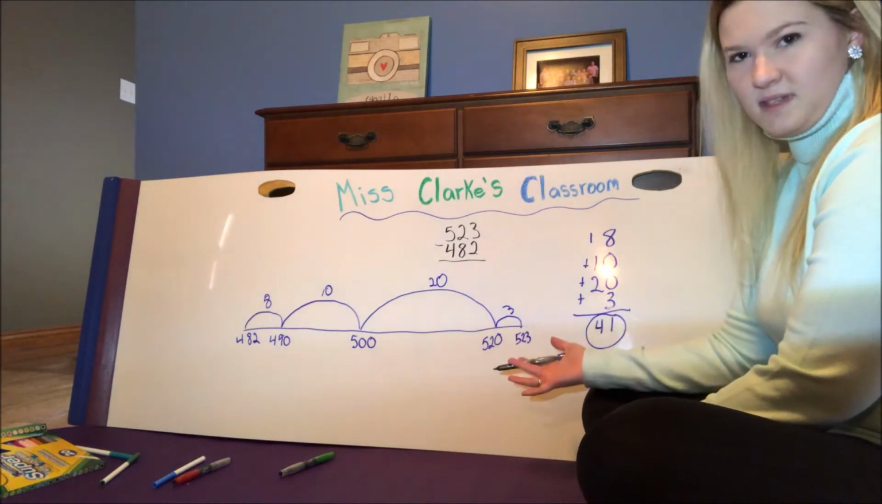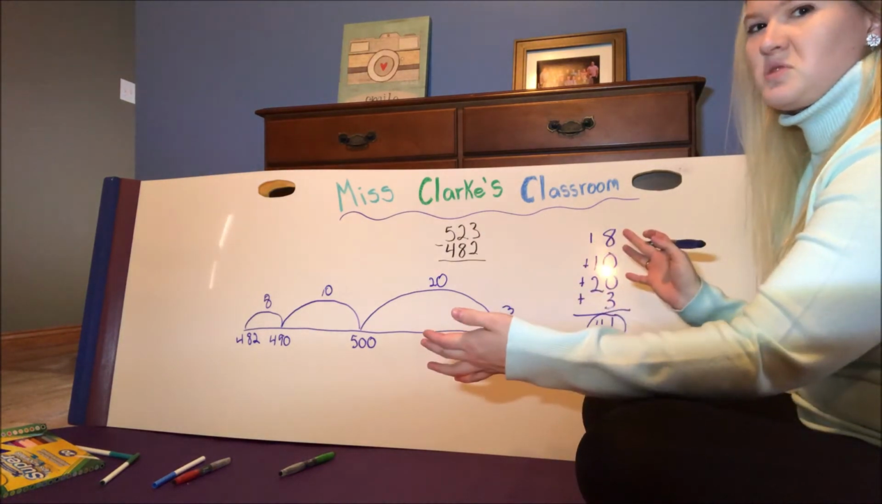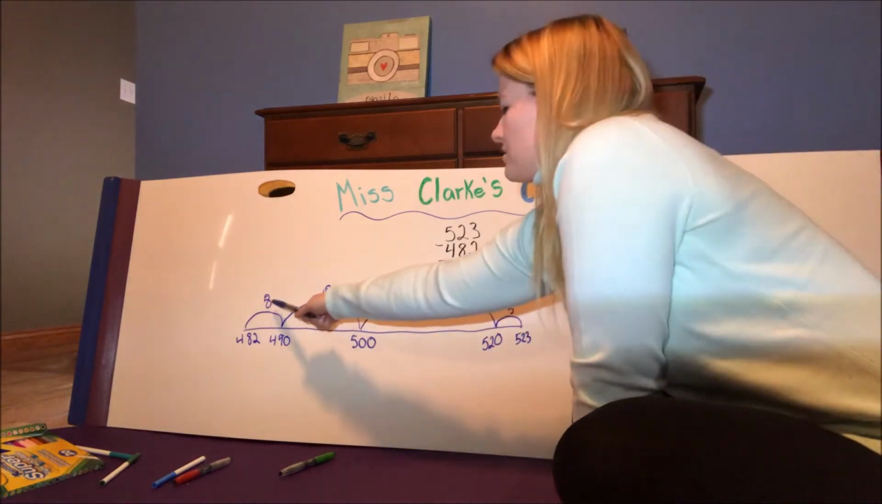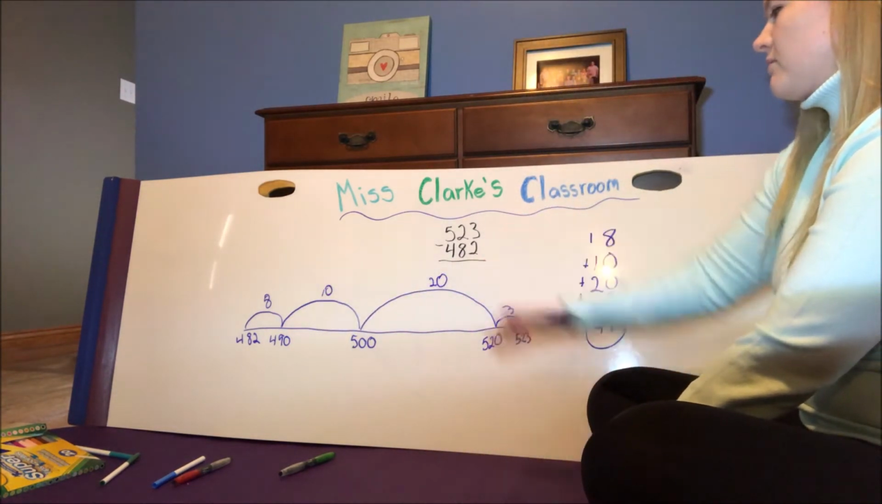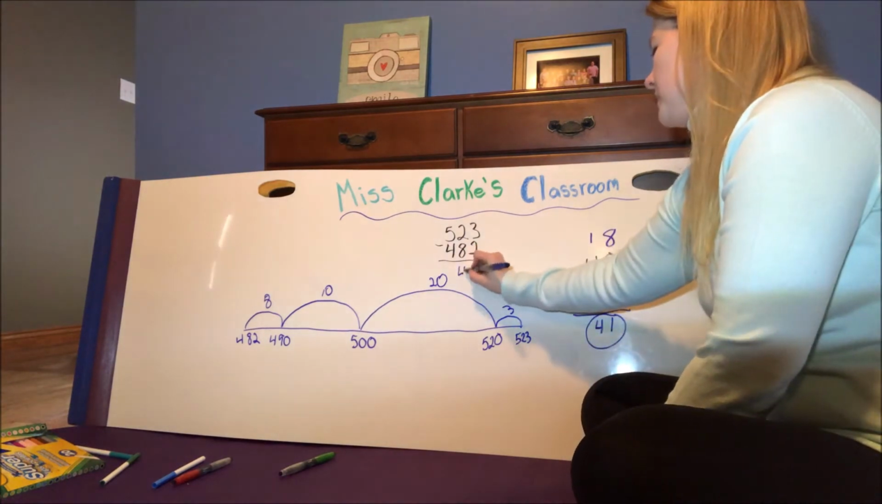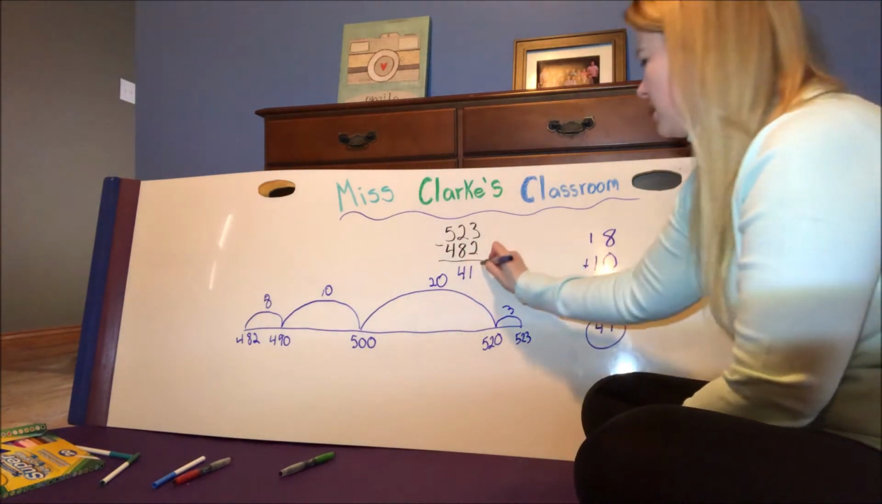Because when we're using this number line, we're really looking for the difference between two numbers. And the difference is represented by our jumps. So the difference between 523 and 482 is 41. So that's going to be my answer.